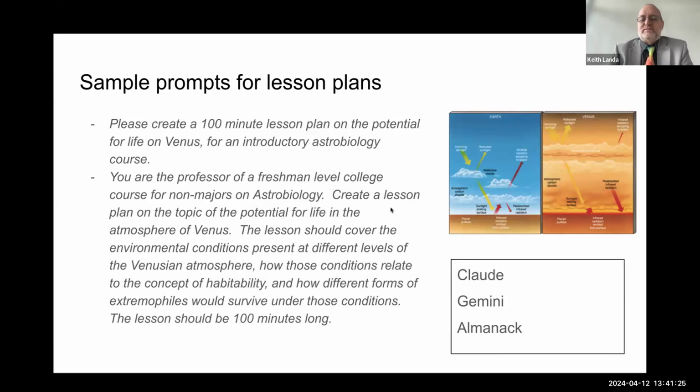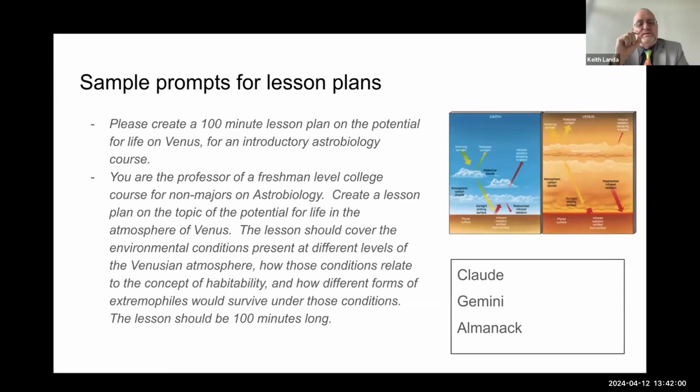So here, again, going back to my Search for Life in the Universe course, I've got examples of two different levels of prompts. Please create a 100-minute lesson plan on the potential for life on Venus for an introductory astrobiology course. A very generic kind of lesson plan prompt. You're specifying how long. We have 100-minute lectures at Purchase. What's the topic? What is the framework? This is for an introductory astrobiology course.